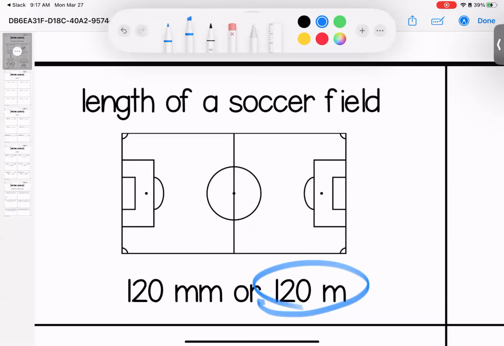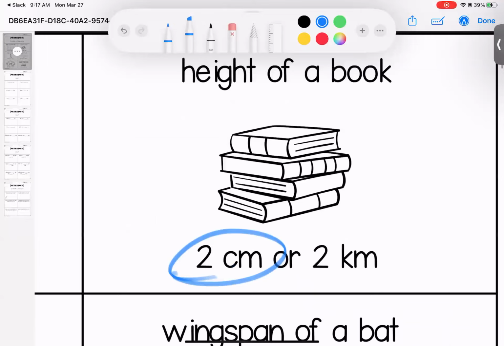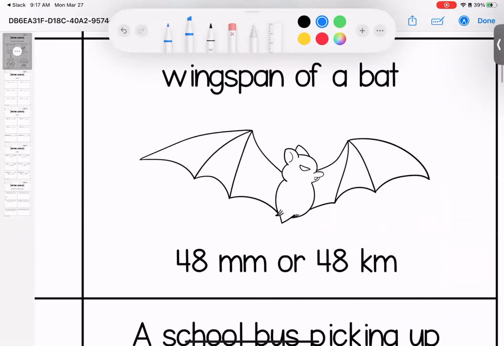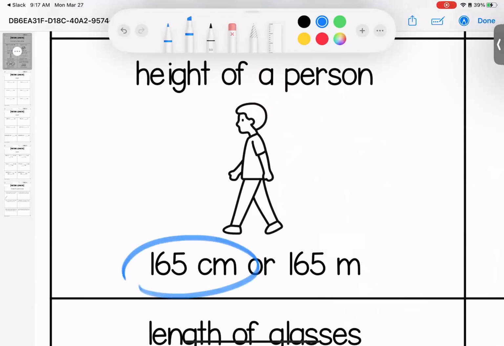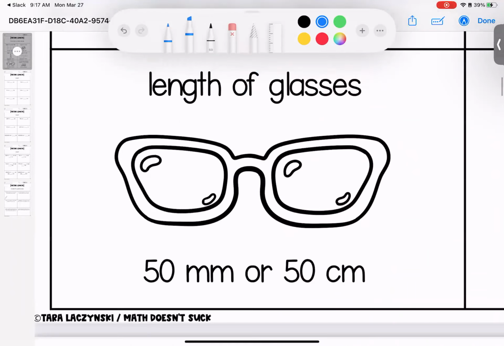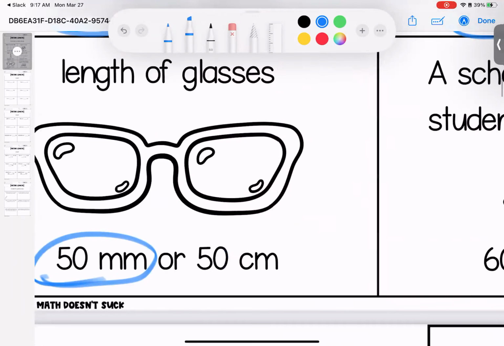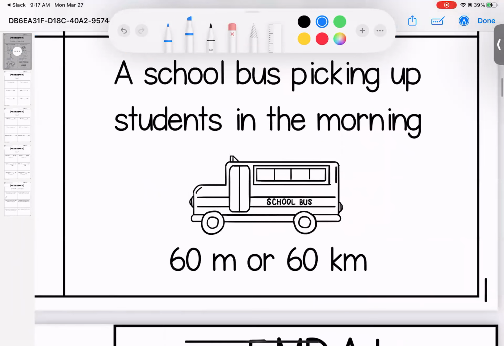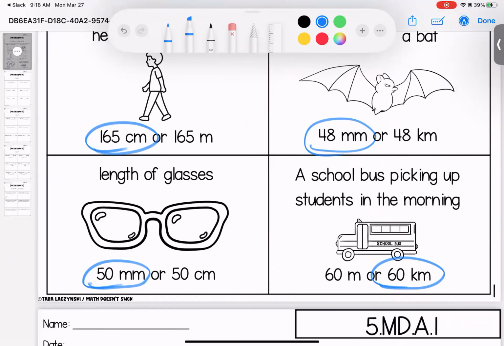Soccer field, 120 meters is the best estimate. The height of a book, about 2 centimeters. Wingspan of a bat, about 48 millimeters. Height of a person, 165 centimeters. The width or length of the glasses is about 50 millimeters. And a school bus doing its full route in the morning, picking up all of the students for school, about 60 kilometers. Any questions on this first page, please bring them with you to class.